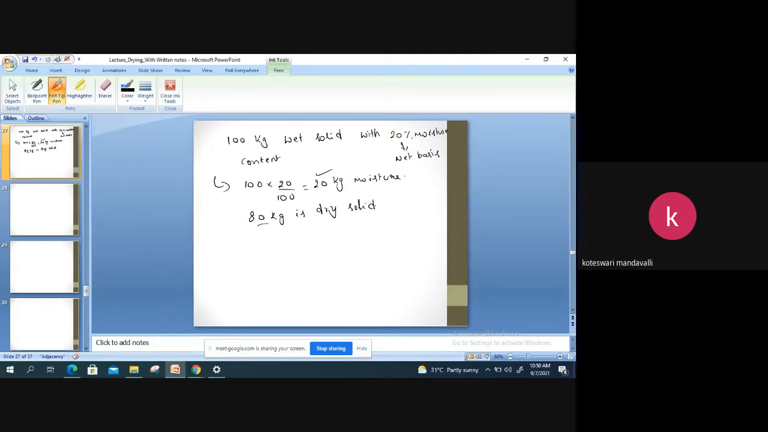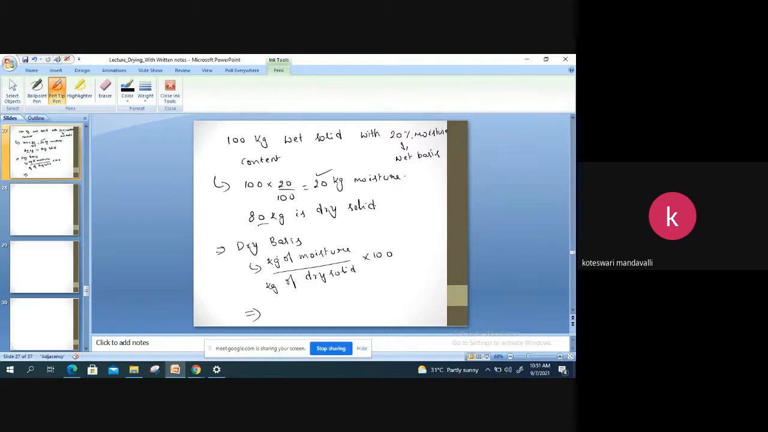Now, if I express this 20% in terms of dry basis, what will happen? If I want to convert that 20% to dry basis, what will happen? Dry basis is kg of moisture divided by kg of dry solid into 100. That is the formula. Already we have discussed. Here, in 100 kgs, there are 20 kgs of moisture and 80 kgs of dry solid.